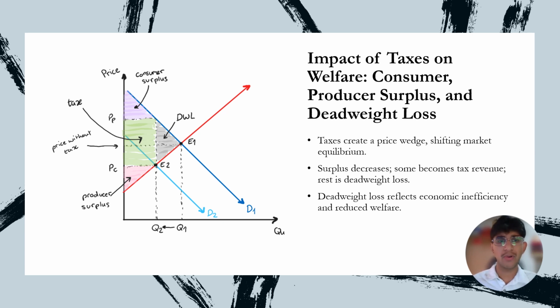However, a portion of these surpluses is redirected to the government as tax revenue, while the remainder is lost entirely as deadweight loss. The deadweight loss represents the inefficiency and overall economic loss caused by reduced market activity due to taxation. Taxes often disrupt market dynamics, resulting in a reduction in welfare for all market participants and an economic loss shown as the deadweight loss.